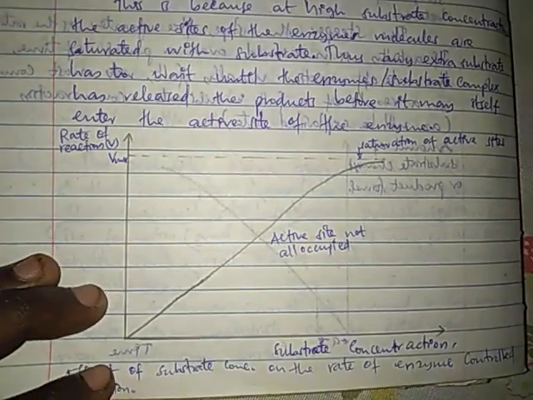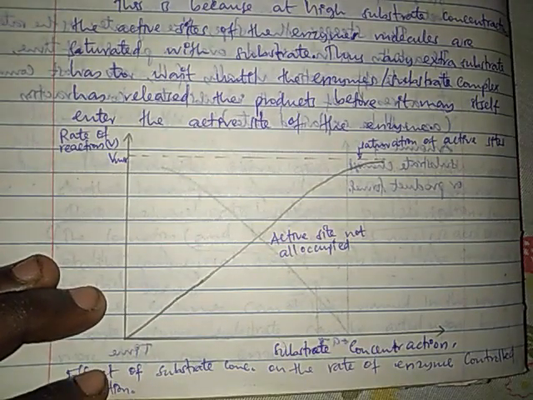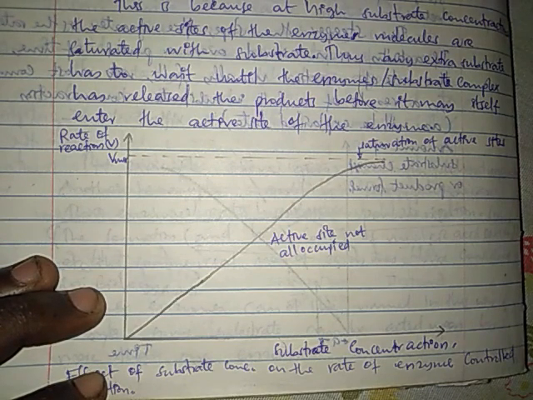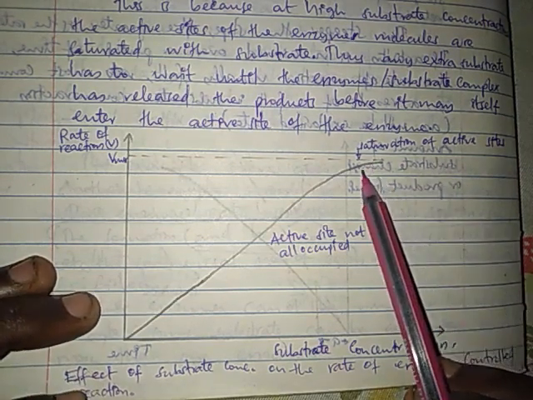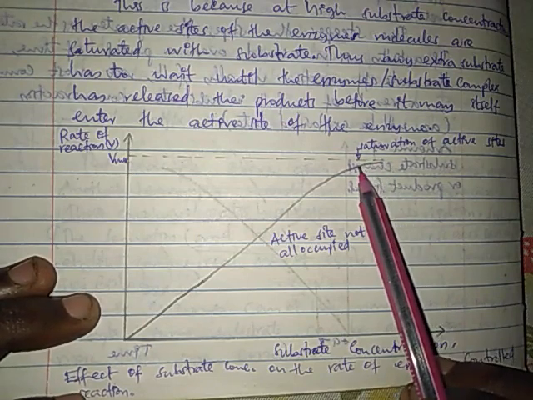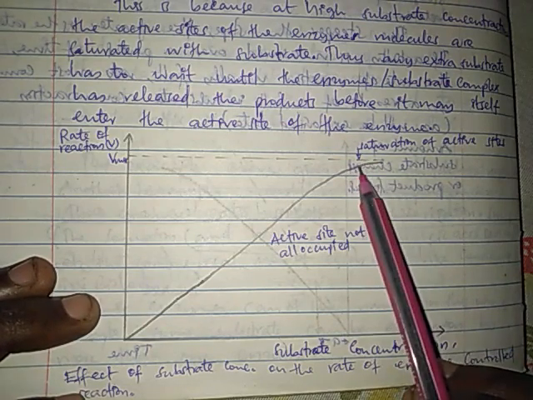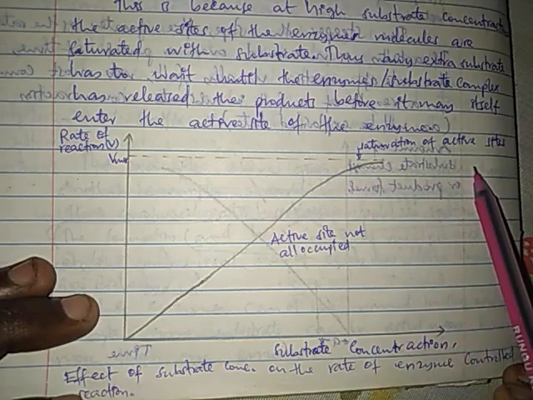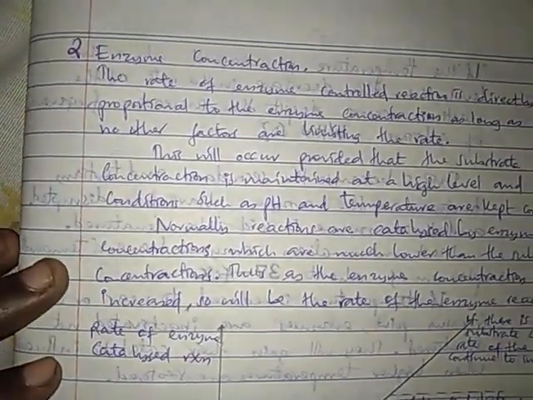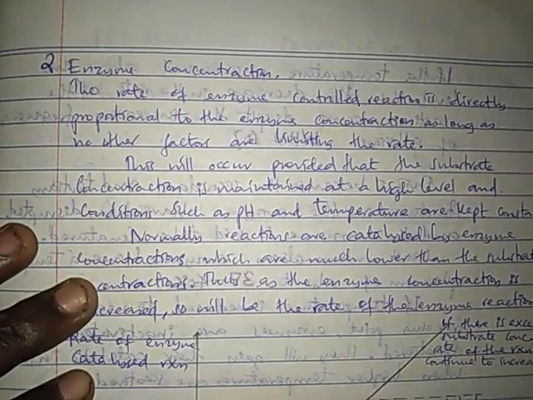Kwa graph yetu ambayo inaonyesha how enzymes are affected by the substrate concentration ni hapa, na huku ndiko ambako tumefikia saturation point. The increase in substrate concentration furthermore will flatten the graph because all of the active sites, they are occupied by substrate. Our second factor is enzyme concentration.